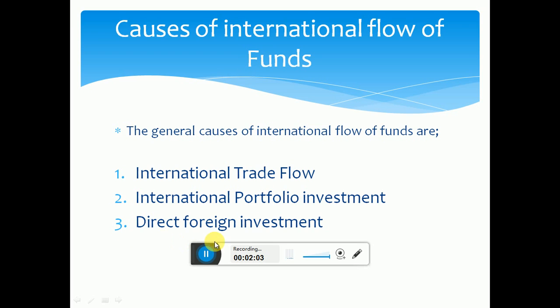And then the third one is direct foreign investment, the third reason for international flow of funds. DFI: people from one country purchase more than 50% of stocks in foreign countries, or they start new businesses in foreign countries. That is called direct foreign investment, and money is going out of the country or coming into the country.